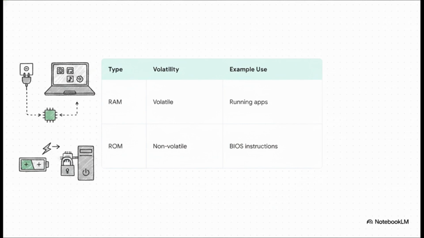RAM, which stands for Random Access Memory, is the volatile one. It forgets everything the second the power drops. A perfect example is the memory your computer uses right now to run your active applications. On the flip side, we have ROM, read-only memory. This guy is non-volatile, so it remembers things permanently. A great example of ROM in action is storing the BIOS instructions. That's the essential code that tells your machine exactly how to boot up when you first hit the power button.